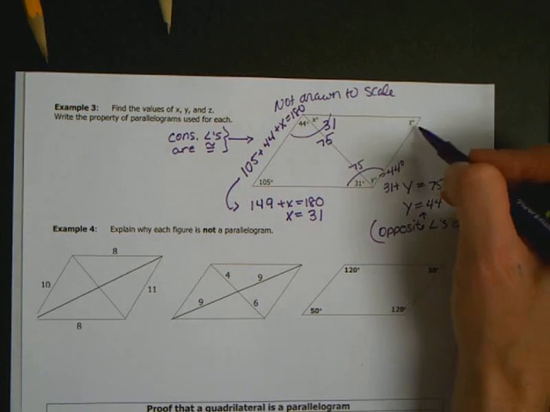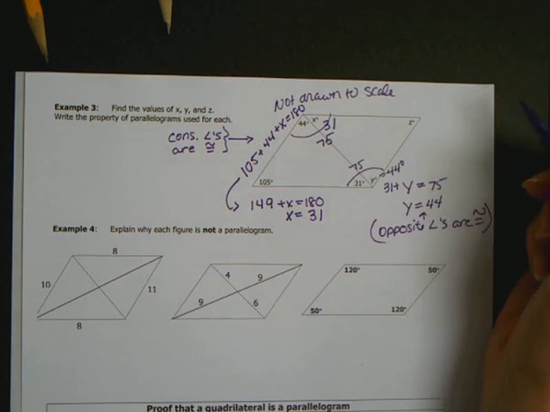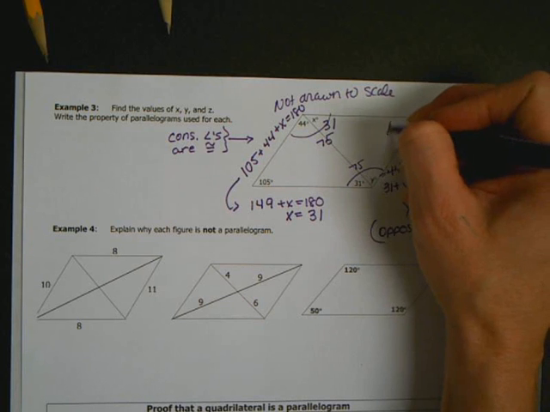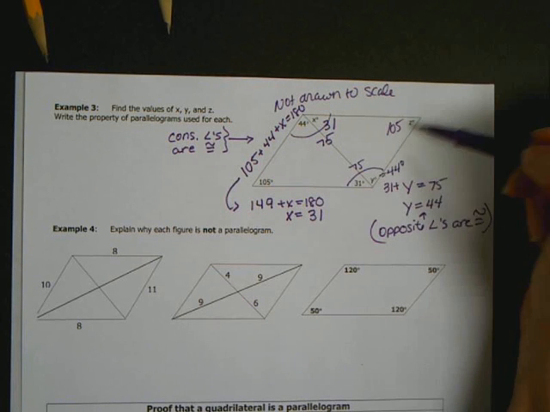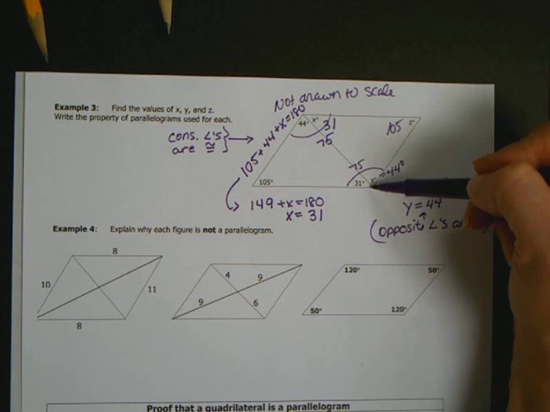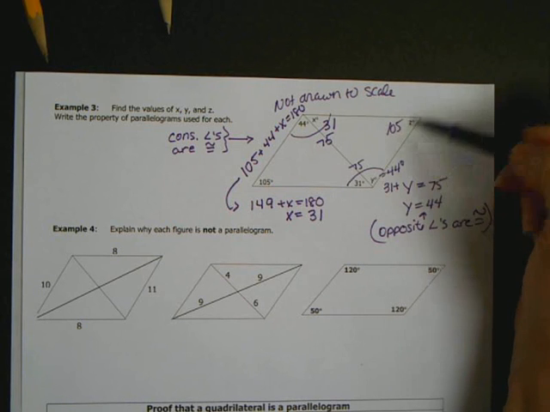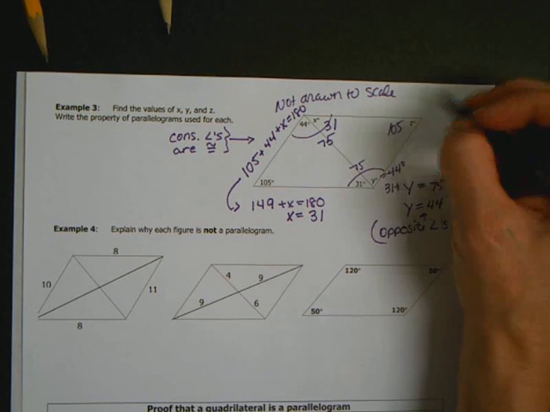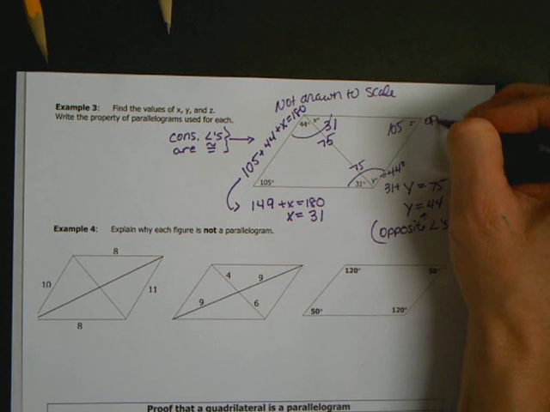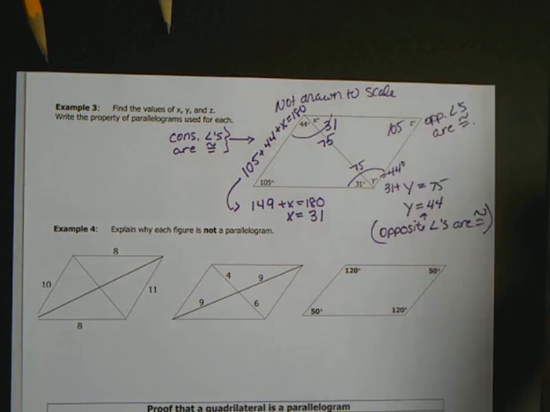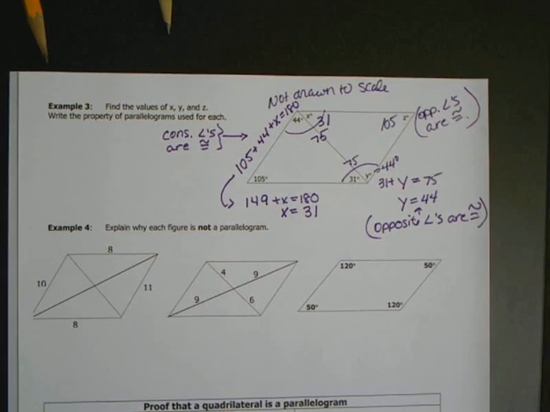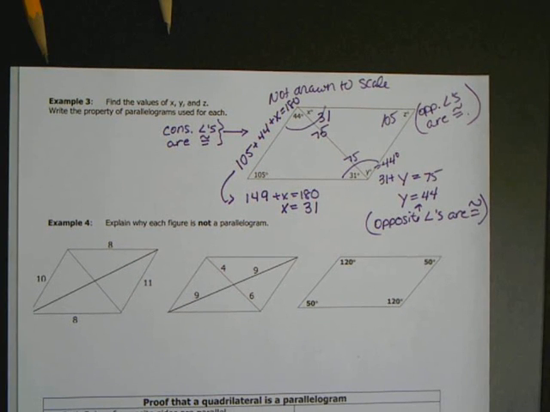Now then, z, easy to find that. It's opposite of 105. So z would have to equal 105, or we could say it's consecutive with this angle, and they have to be supplementary. So you can look at it two different ways, but this one's easier. Opposite angles are congruent. Alright, so that's using those properties of a parallelogram to solve problems.